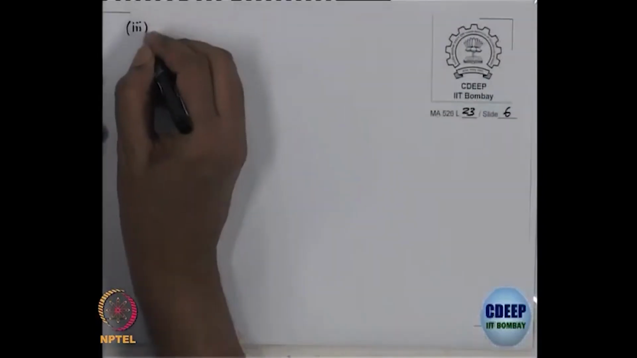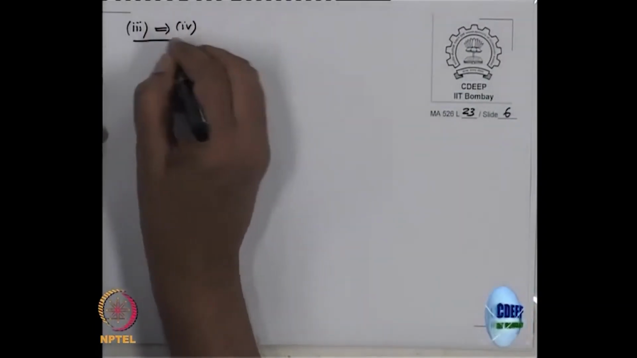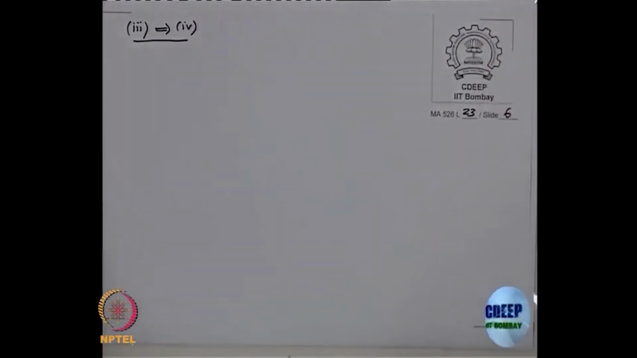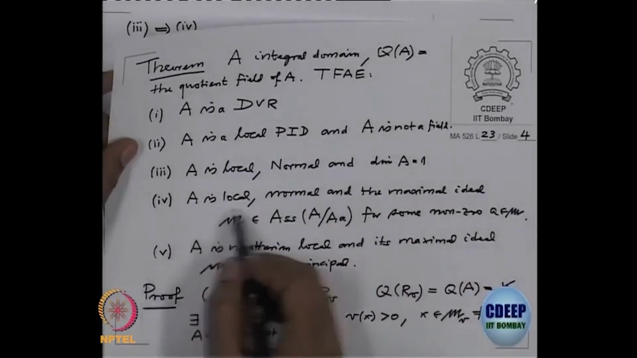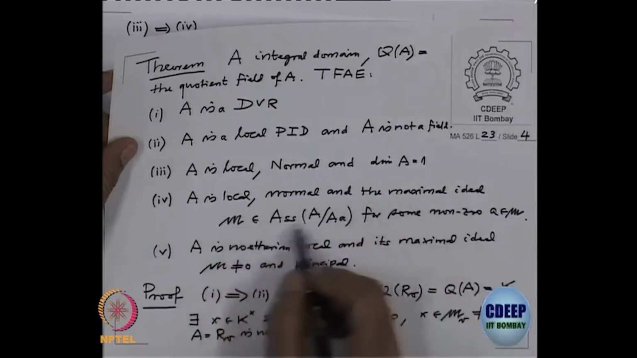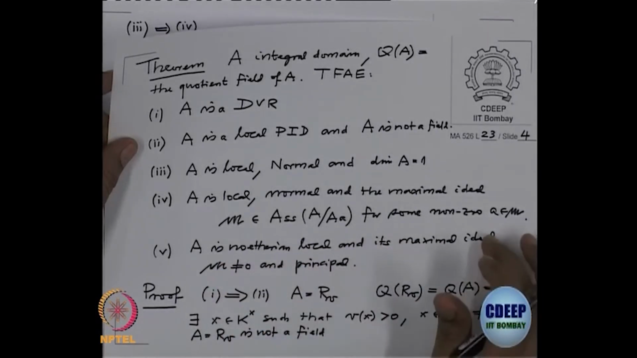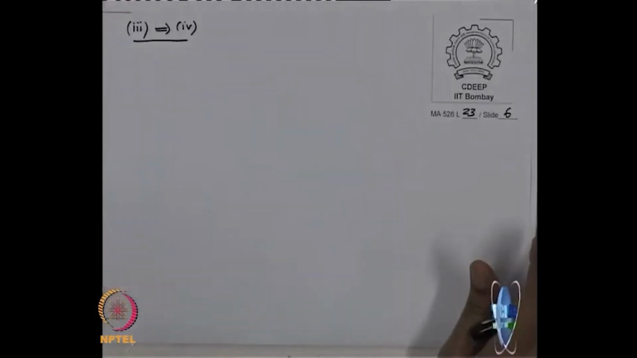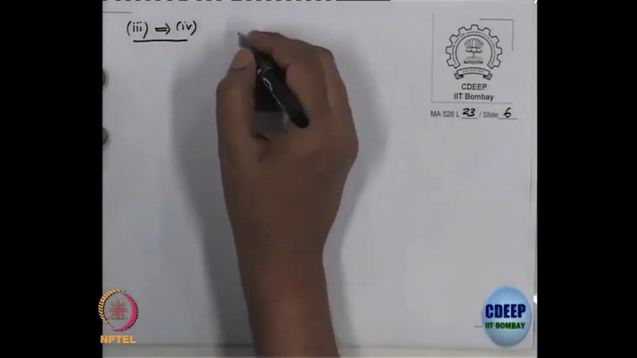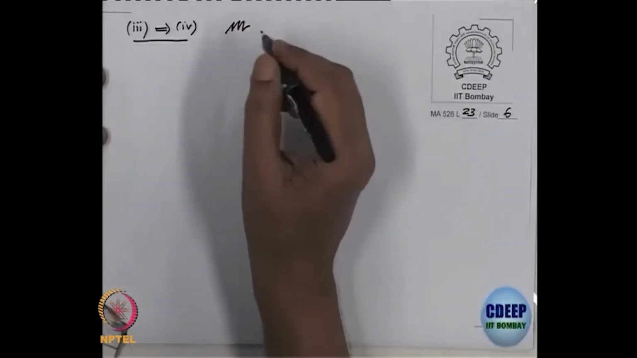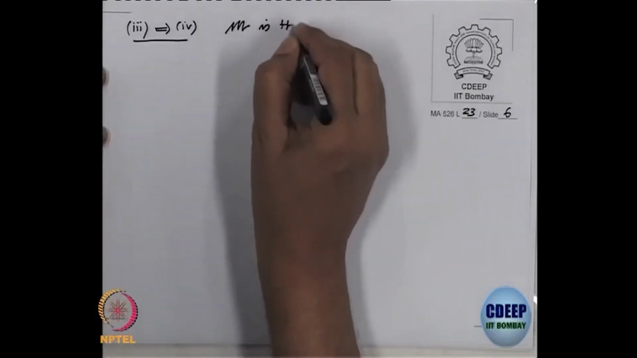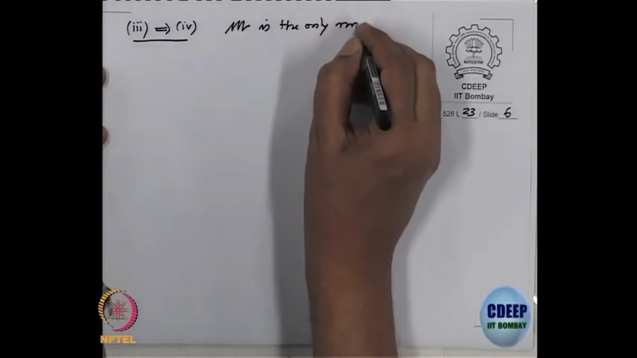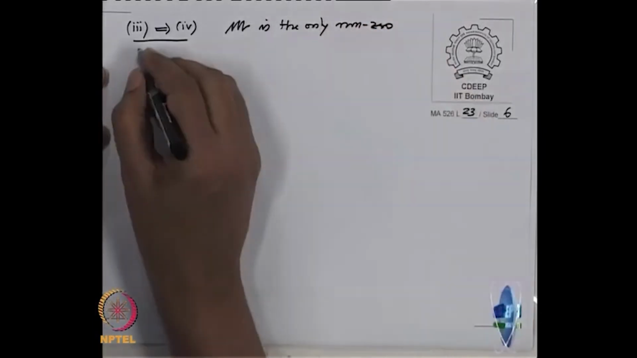Now, 3 implies 4. So, 3 is a local normal dimension 1. So, 4 is normal, local, and the maximal ideal is associated to some non-zero element. So, take the maximal ideal M, the unique maximal ideal M, and note that this is the only non-zero prime ideal in A.